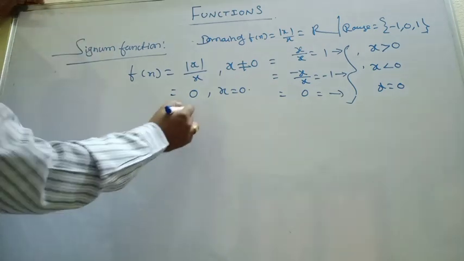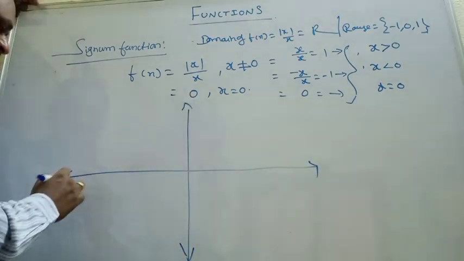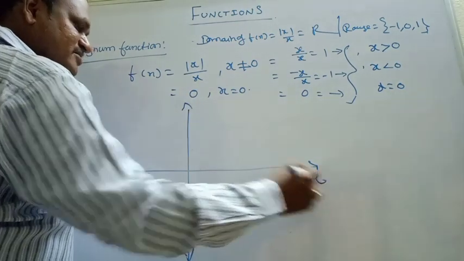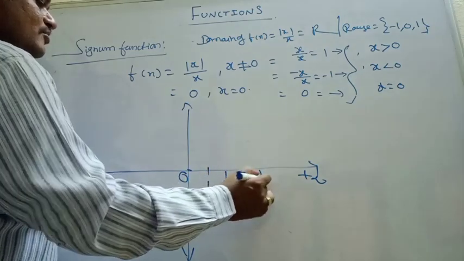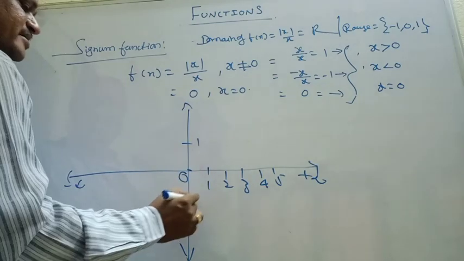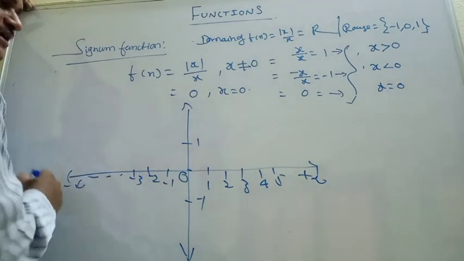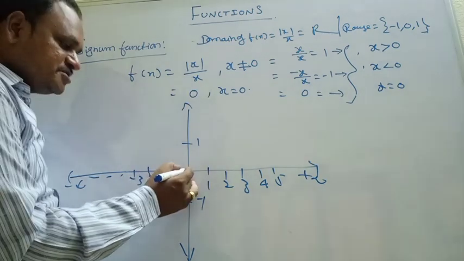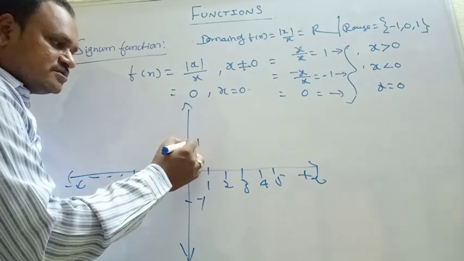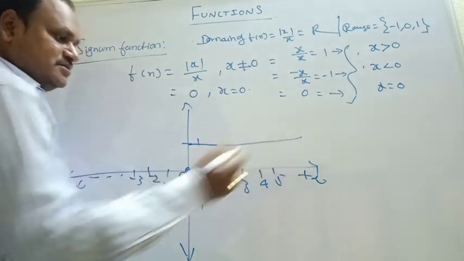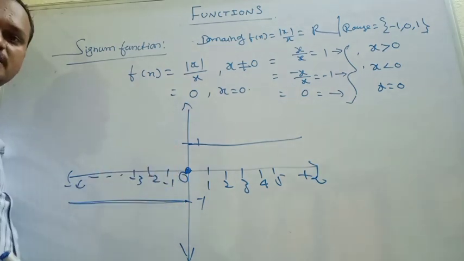Once you get the graph of this, the graph is going to be like this. We have here minus infinity to plus infinity. Here 0, 1, 2, 3, 4, 5. Here 1, here minus 1. Here also minus 1, minus 2, minus 3, all negative real numbers. For 0 it is defined as 0 here. For greater than 0, all these, it is going to be 1. For all negative numbers, it is going to be minus 1. This is the graph of this function.